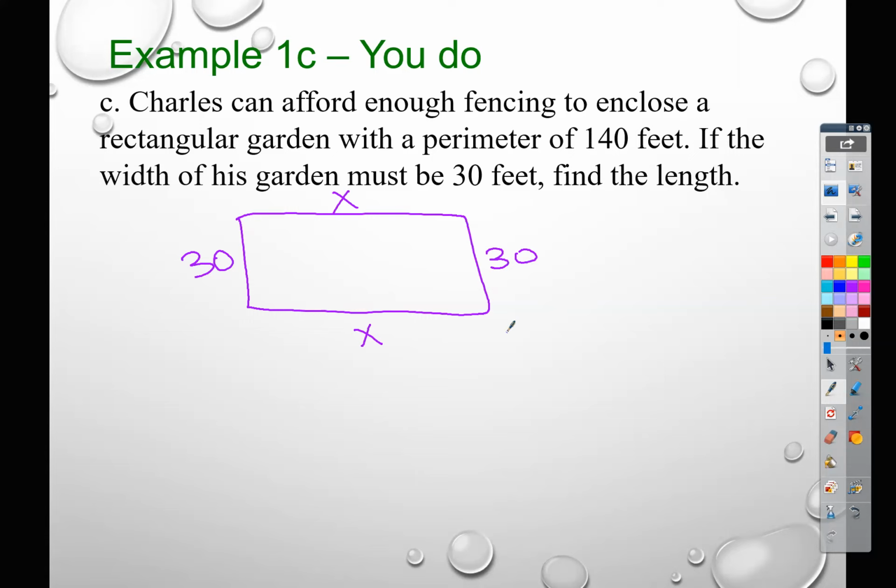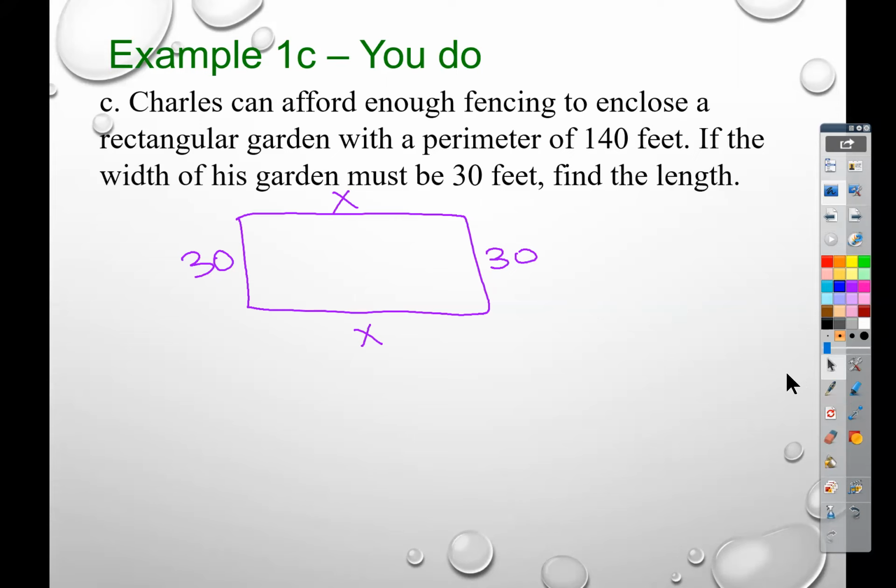Okay, I'm going to pause this because this is for you to do, and then you try to figure it out. You should have gotten the length of his garden is 40 feet. If you don't understand that, just email me and ask, and I can help you.